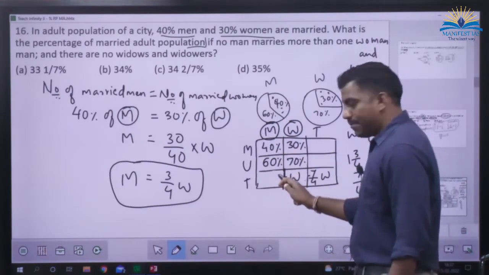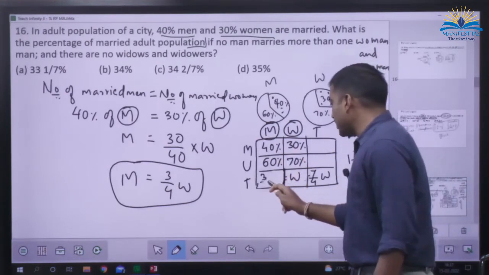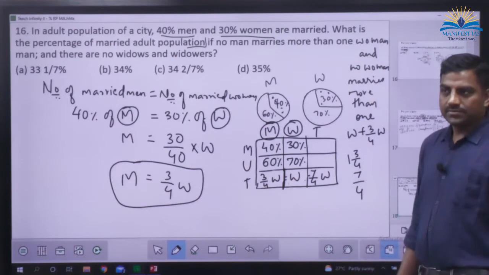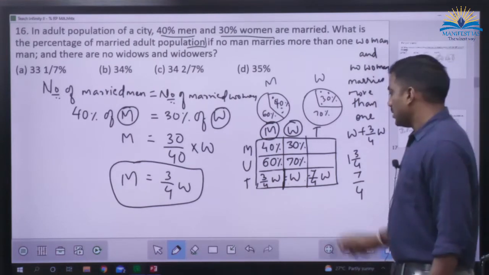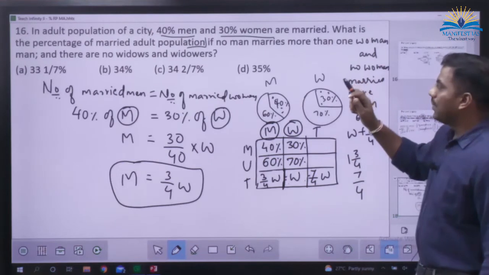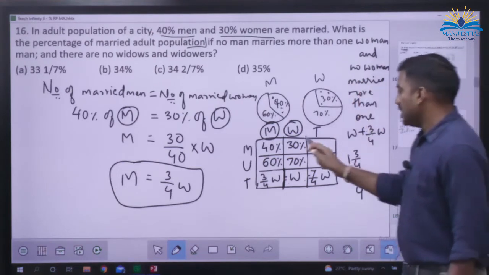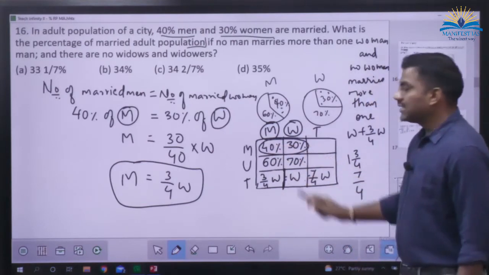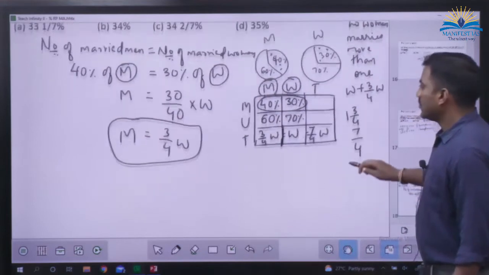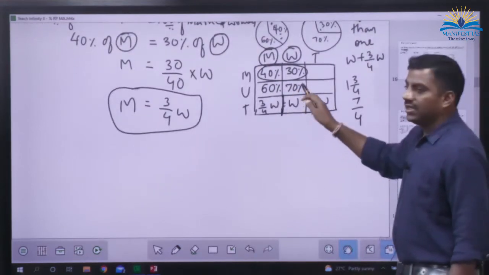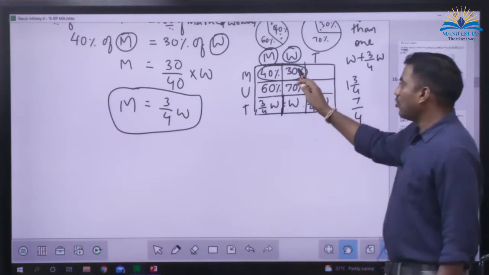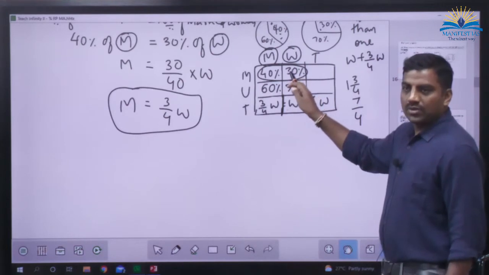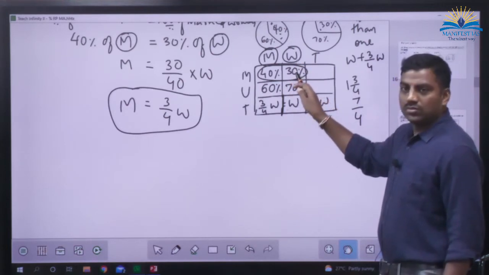M's population has to be M, but already I have shown you M is equal to 3 by 4W. Yes? Now they are asking what is the percentage of married adult population? Married adult population is this. This is totally unmarried. This is married adult population. Now tell me in terms of W, what is the value of this?